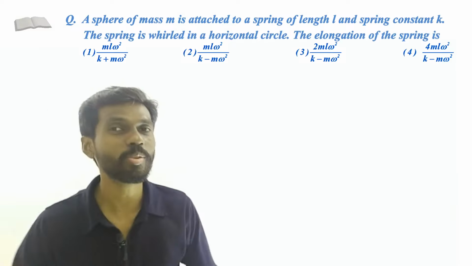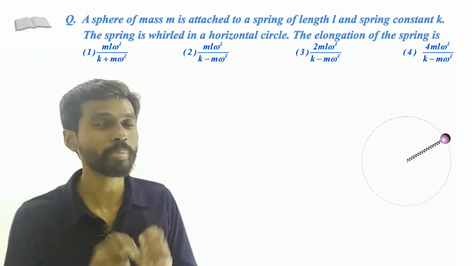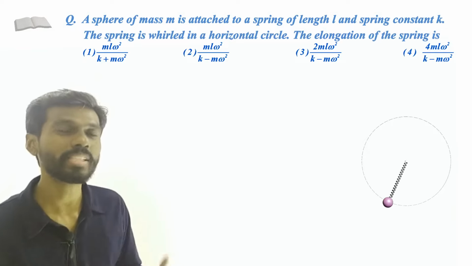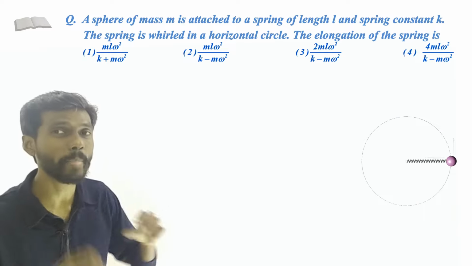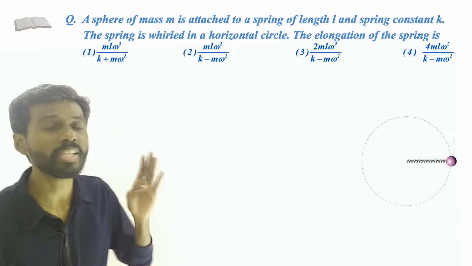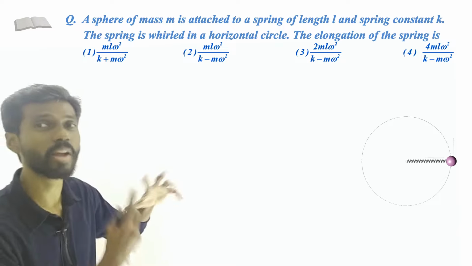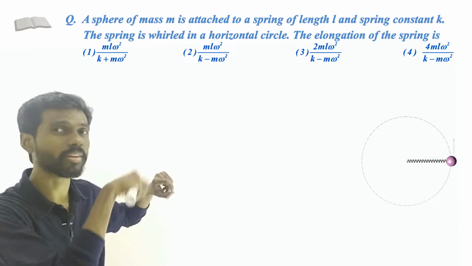Here an object attached to a spring is rotating in a circular path, circular motion. That means there must be some centripetal force. But what is the centripetal force here? See, here this object is rotating in a circle because of the spring force. If the spring force was not there, this object will move away from that circular orbit. The spring force is what is keeping this object in that circular orbit.